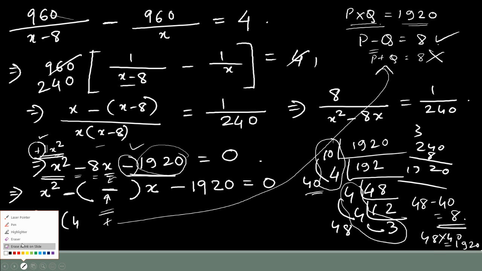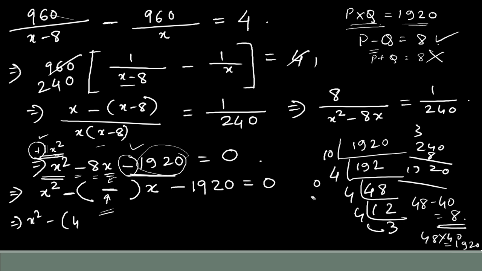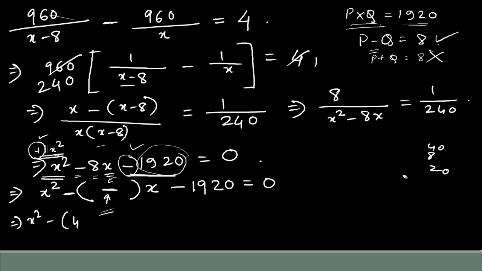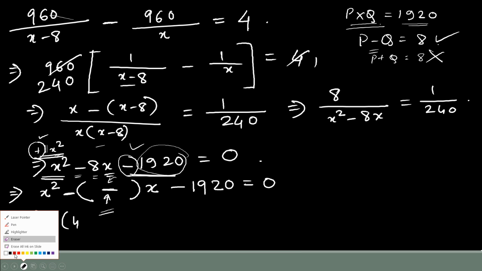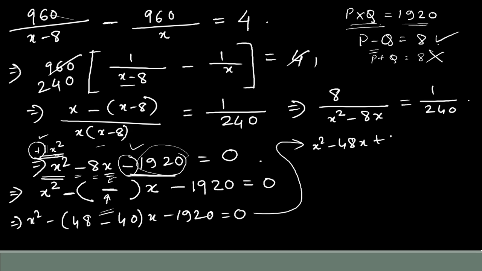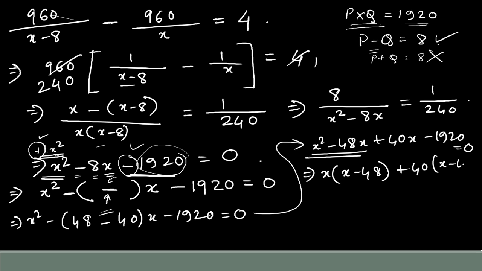So you get it as 48 minus 40x minus 1920 equals 0. So from here, what do you get? X square minus 48x plus 40x minus 1920 equals 0. This gives you, when you take common x here, x minus 48, plus 40 you take common here, you get x minus 48. This equals 0. From here, x minus 48 you take common and you get the other factor as x plus 40. This equals 0.